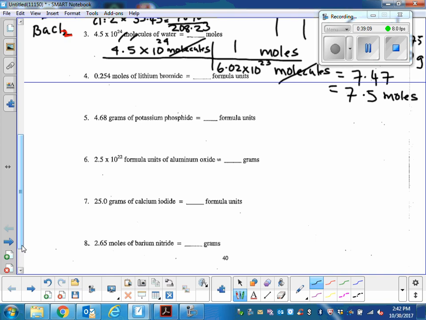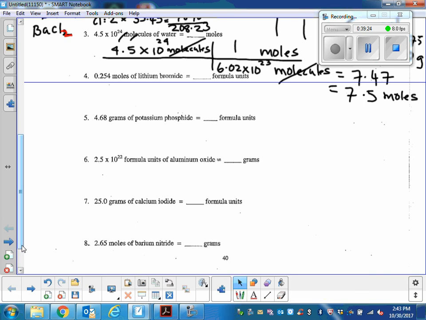Alright guys, this is going from grams to formula units. Can you go straight from grams to formula units? What should you convert grams into? What is the monkey in the middle? And then the mole to formula unit.